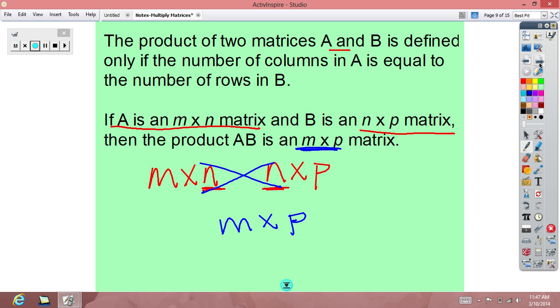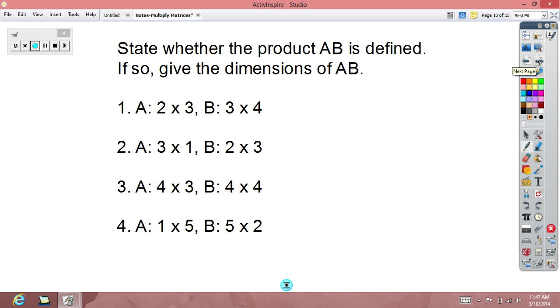Okay? So a few examples here. State whether the product AB is defined. If so, give the dimension. So number 1, can I multiply these two matrices? My dimensions here are 2 times 3 and 3 times 4. Well, yes, these two are the same, 3 and 3, and so my dimensions of them multiplied is 2 times 4.